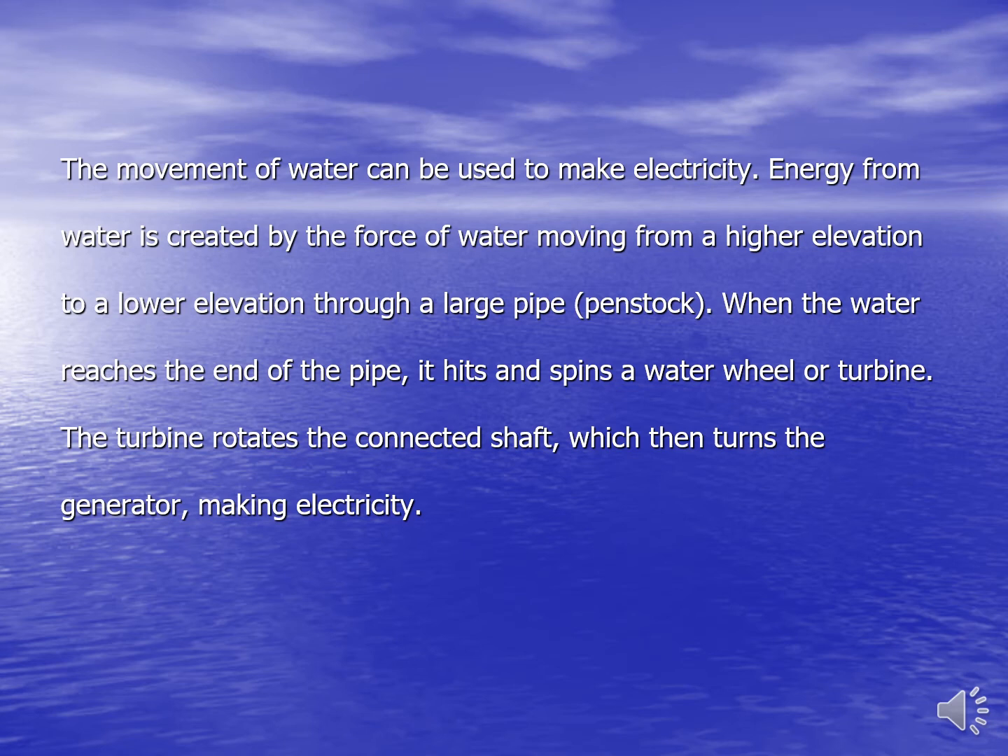The movement of water can be used to make electricity. Energy from water is created by the force of water, right? So by gravitational force you supply the water from a high level to a low level. At the bottom is the turbine. When water reaches the end of the pipe, it hits the turbine, which starts rotating, and the turbine rotates the connected shaft, and then electricity is generated.